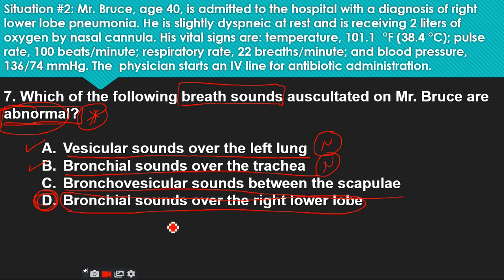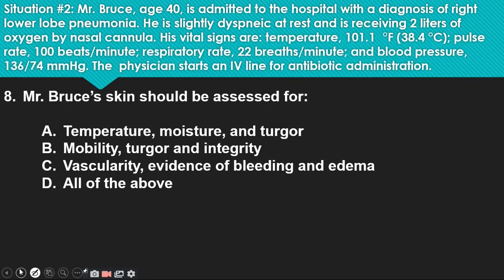Letter D, bronchial sounds over the right lower lobe. That is not expected to be heard in the right lower lobe, because here you will be able to hear vesicular sounds in the lobes of the lungs of the patient. Bronchial sounds can be heard best over the trachea. So the best answer for number 7 is letter D. I hope you got the correct answer. Let's proceed now to question number 8.